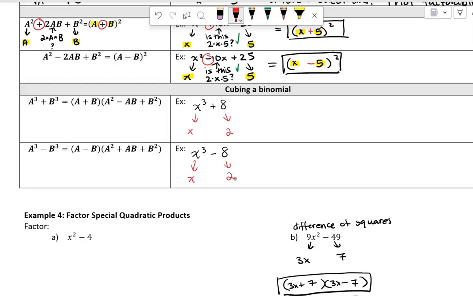And I'm going to show you the pattern right now for how to factor these, although the pattern, you can see it off to the side. So the way the pattern works is you're always going to start by taking the cubed root like I just did, my x and my 2.